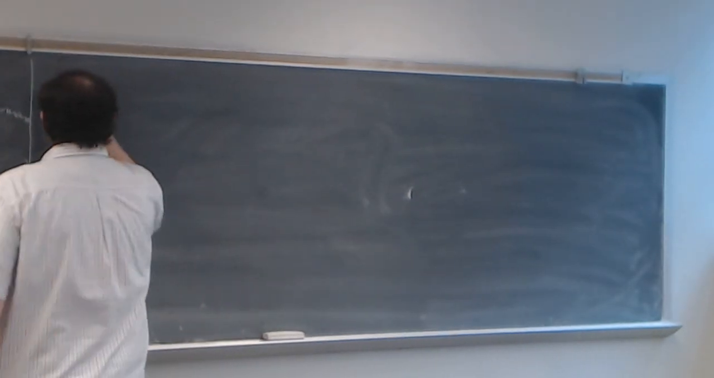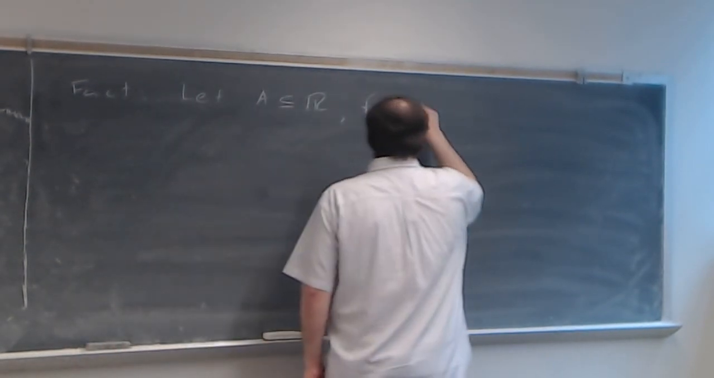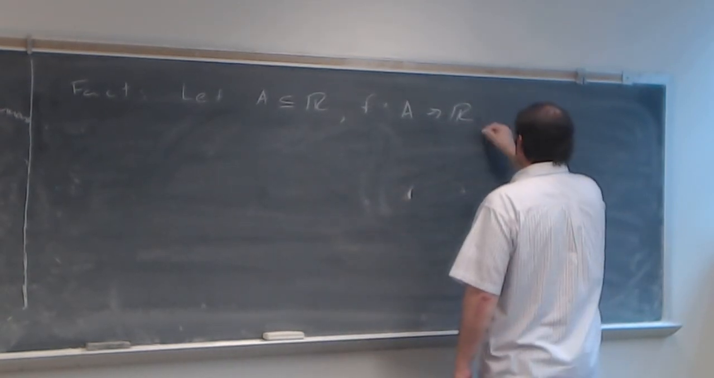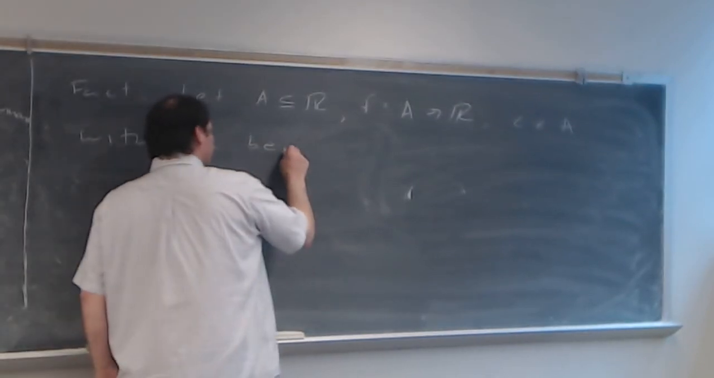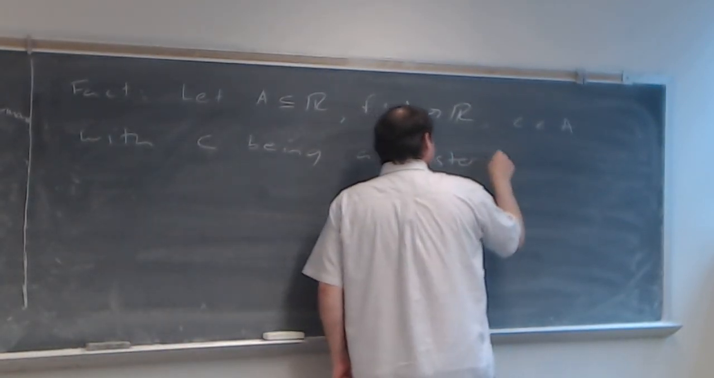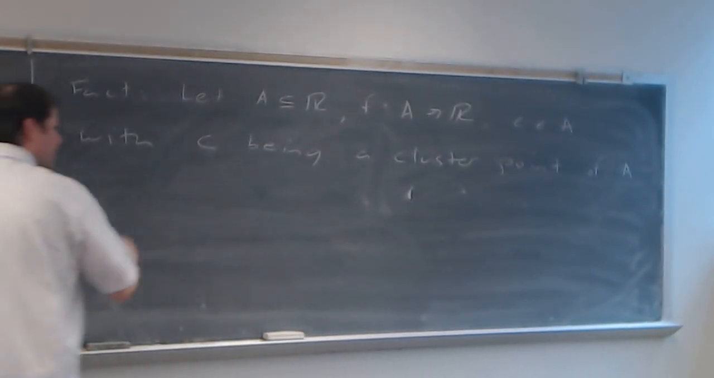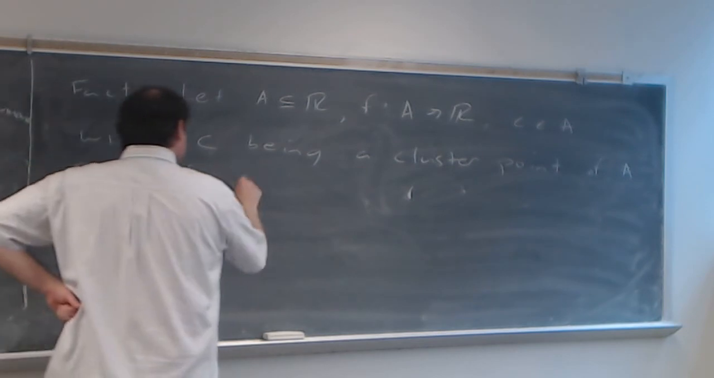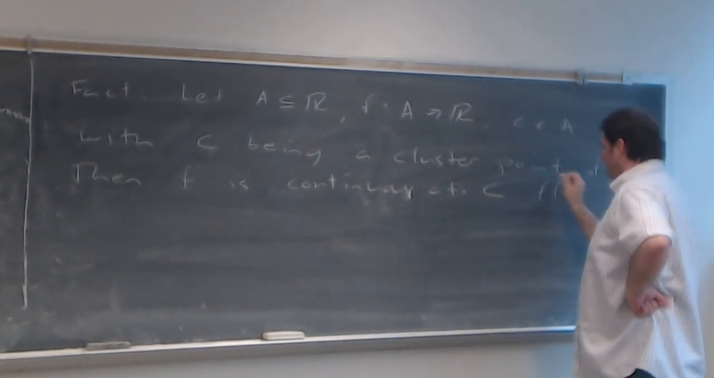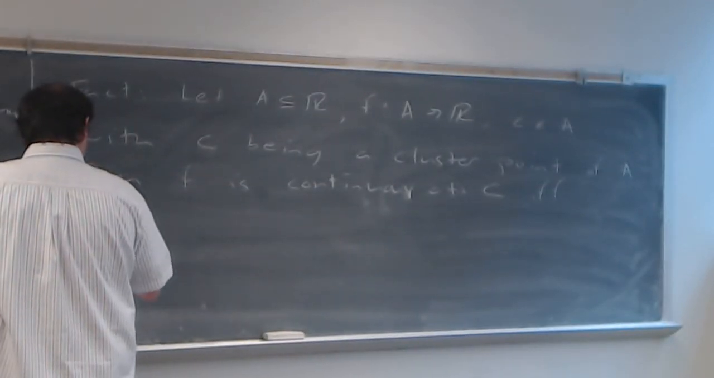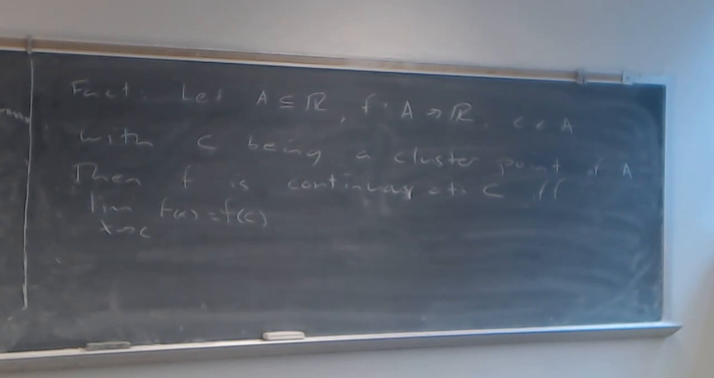So it's a fact. If we let A be a subset of R, f go from A to R, c be an element of A, with c being a cluster point, then f is continuous at c if and only if the limit as x goes to c, since c is a cluster point, of f of x equals f of c. It's an if and only if statement.